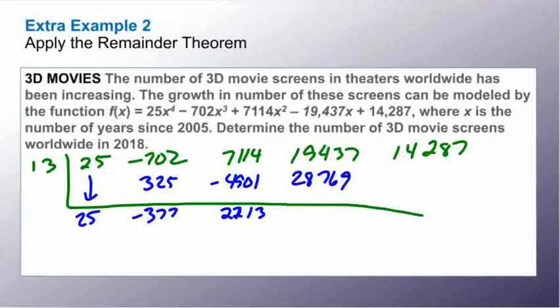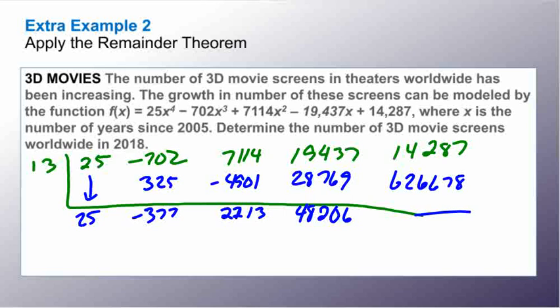28,769 plus 19,437 gives us 48,206 times 13 gives us 62,678. And if I add 14,287, we get 640,965. So that would give us a total of 640,965. But I made a mistake here. This should be a negative sign here.